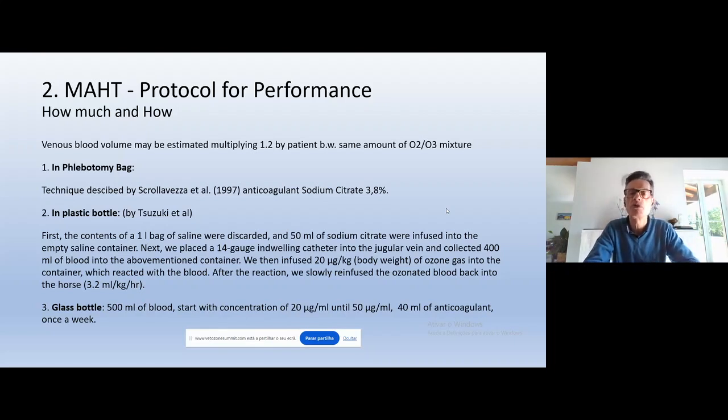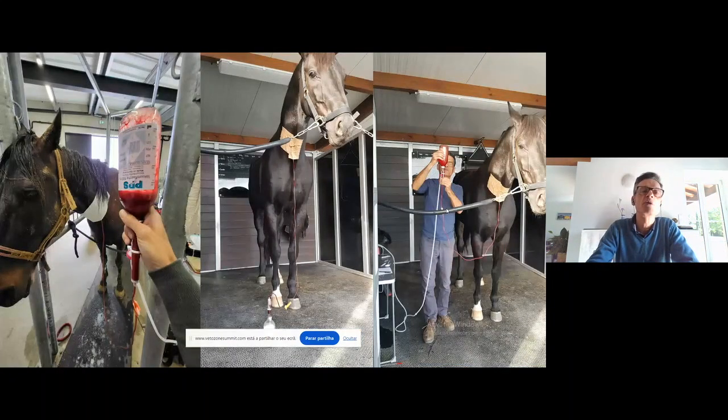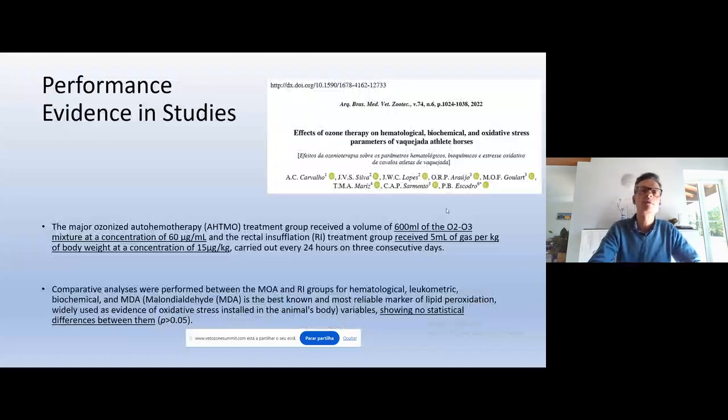I start with a concentration of 20, and I never go higher than 50 micrograms. And everybody uses the same anticoagulant, that is sodium citrate. This is the image of the bottle that I use. And after collecting the blood, that is the image in the middle, then after allowing the ozone to react with the blood, I turn the bottle and of course reinfuse the blood.